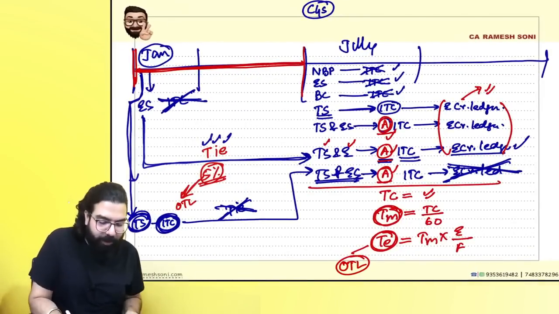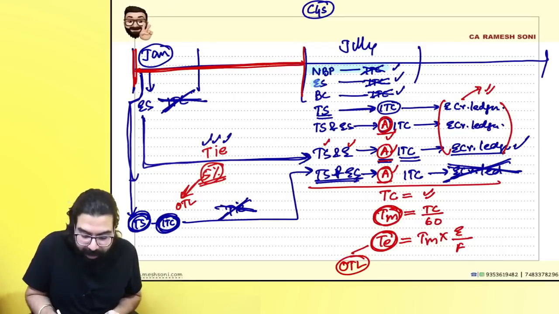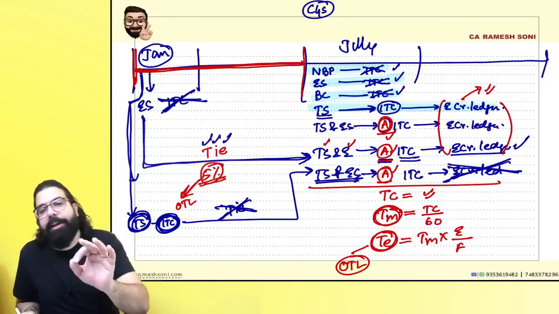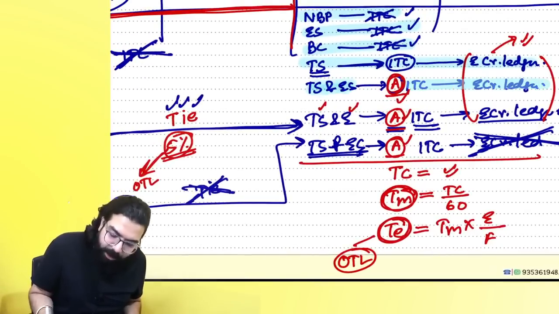I will repeat once again. Listen to me very carefully. Non-business asset, don't take the ITC. Exempt supply, don't take the ITC. Sir, block credit, don't take the ITC. Taxable supply, just take the credit in your e-credit ledger. Sir, common asset, take the ITC in your e-credit ledger, but this will also go for apportionment.